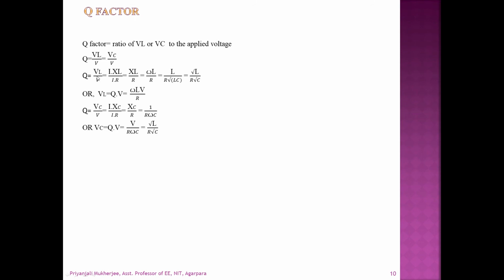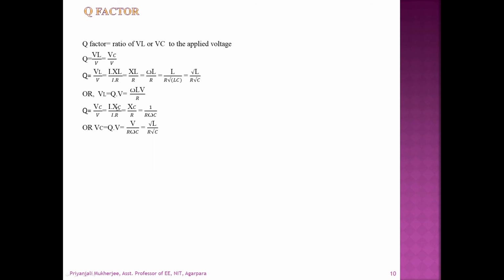When we are considering VL by V, VL is equal to I into XL, whereas V is equal to I into R, and it can be written as XL divided by R. XL is also omega into L divided by R, and from this we can consider that Q is root over of L by R into root over of C. And in the case of VC, Q is equal to Vc by V.